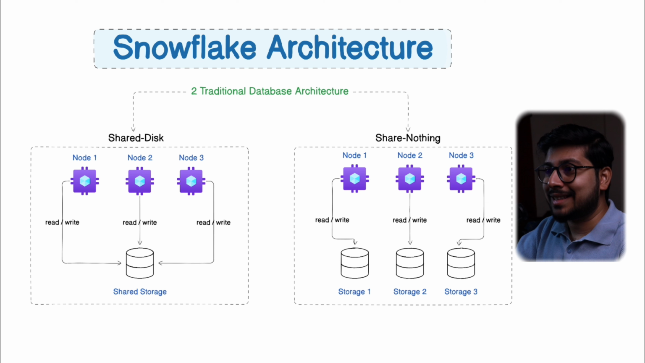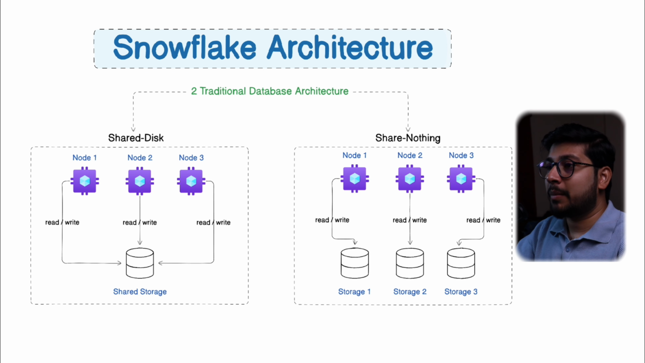Now let's talk about the second architecture, shared nothing architecture. Here each compute node has its own storage. The advantage is massive parallel processing. Each node works independently. Now there is a downside to it too. This makes the data distribution complex because you have to maintain multiple databases for each of the compute nodes.